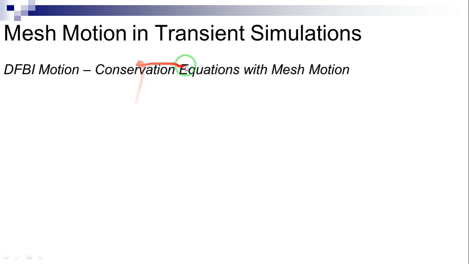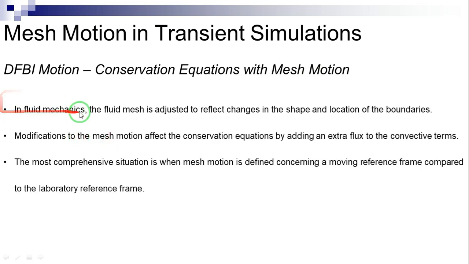Conservation equations with mesh motion. Mesh motion has various interpretations in solid mechanics and fluid mechanics. In fluid mechanics, an Eulerian approach is utilized where a specific area of the computational domain represents space through which fluid flows. In this scenario, the fluid mesh is adjusted to reflect changes in the shape and location of the boundaries, for instance, due to the movement of nearby bodies.